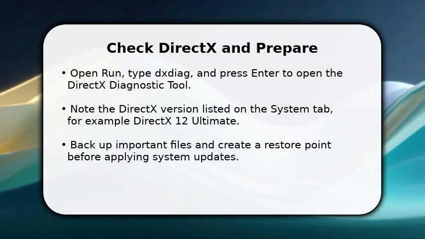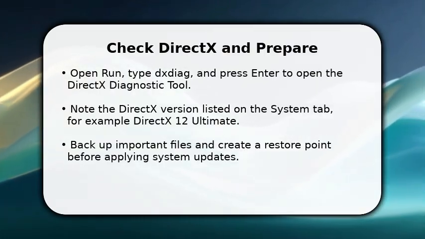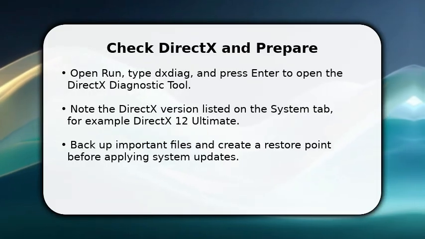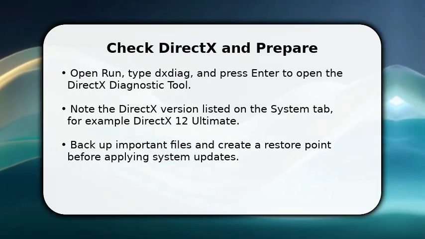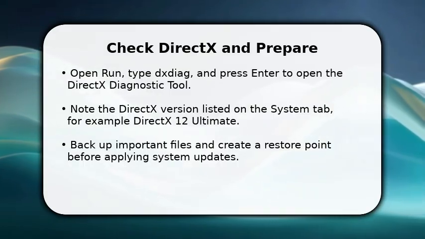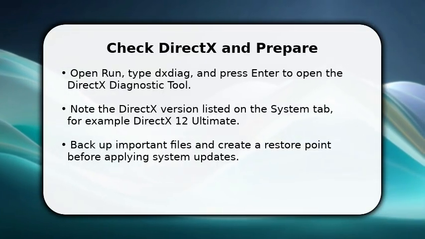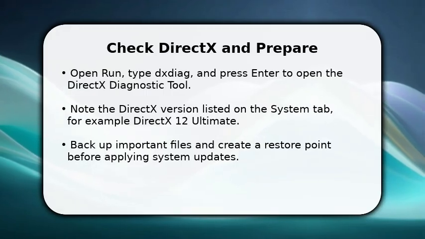Start by preparing your system for a DirectX update with simple checks and backups. Open Run, type DXDiag, and press Enter to open the DirectX diagnostic tool. Wait for the tool to finish gathering information and focus on the System tab. Note the DirectX version listed, like DirectX 12 Ultimate, and write it down for reference.